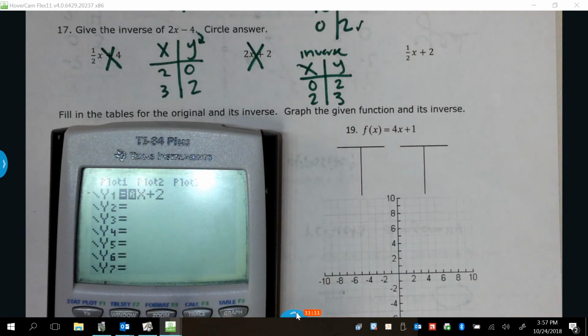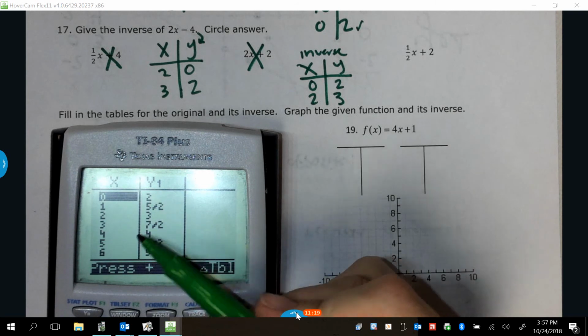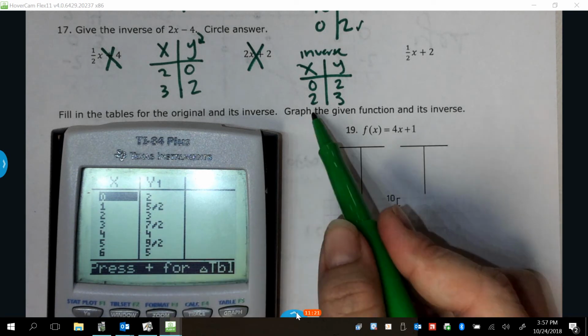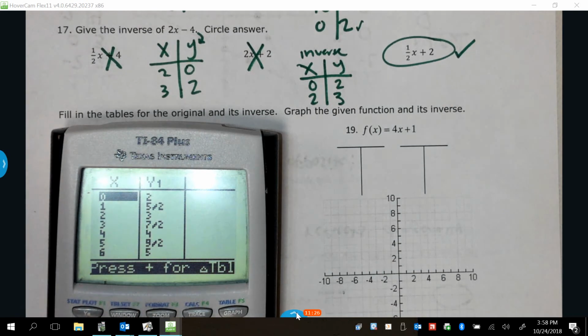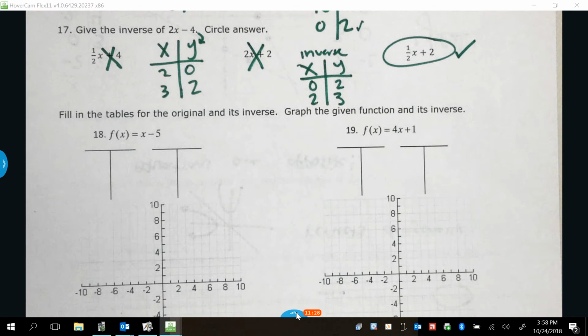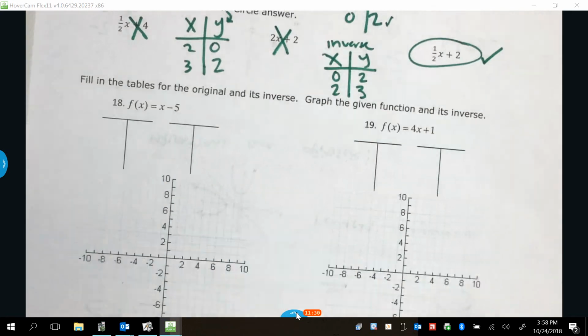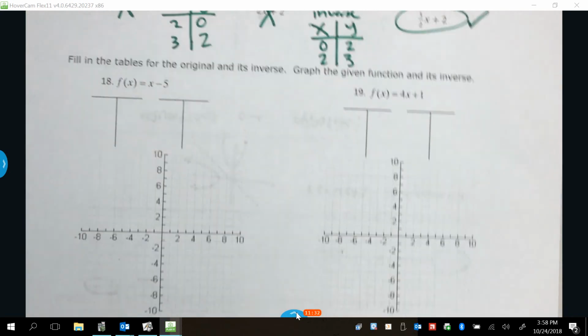So then alpha y equals enter, I'm going to delete this 2, 1 over 2x plus 2, second graph. (0, 2) matches, and then what's the other one? (2, 3). So this is my answer. So make sure, that's why I tell y'all to check 2 points, not just one. Okay, so down to the last 3 problems.